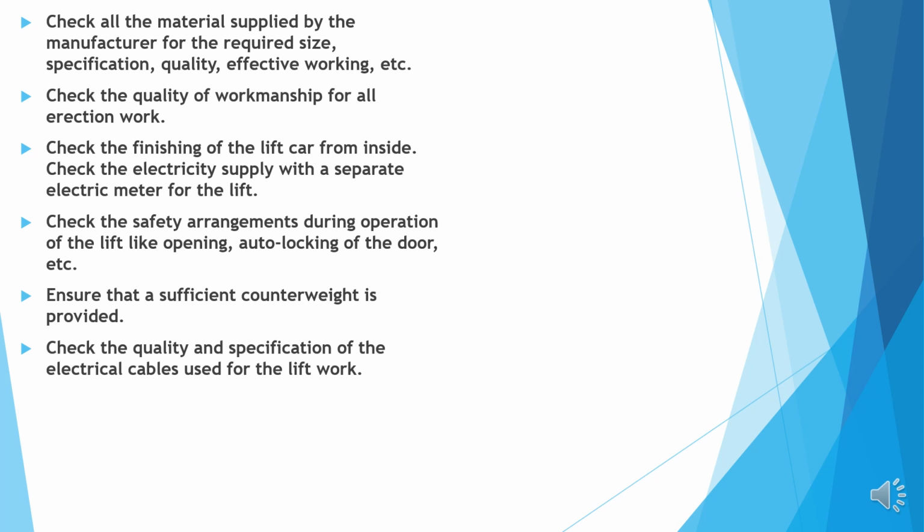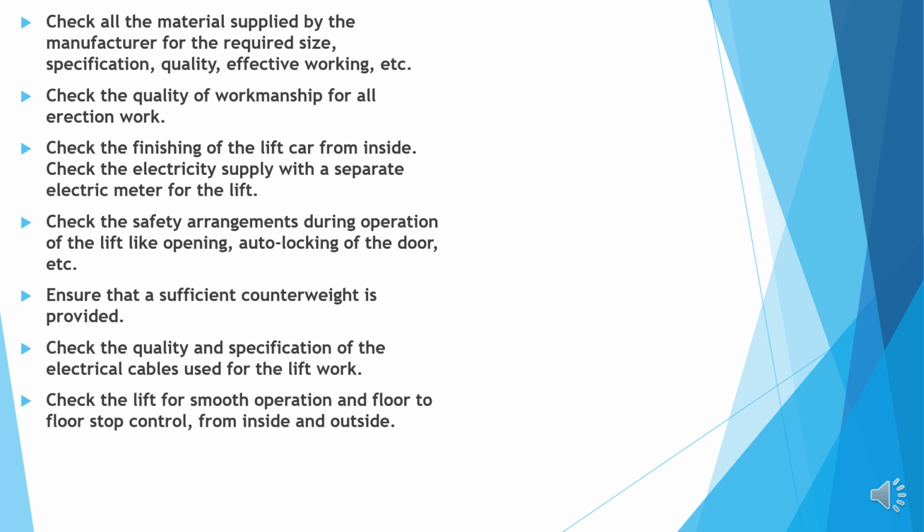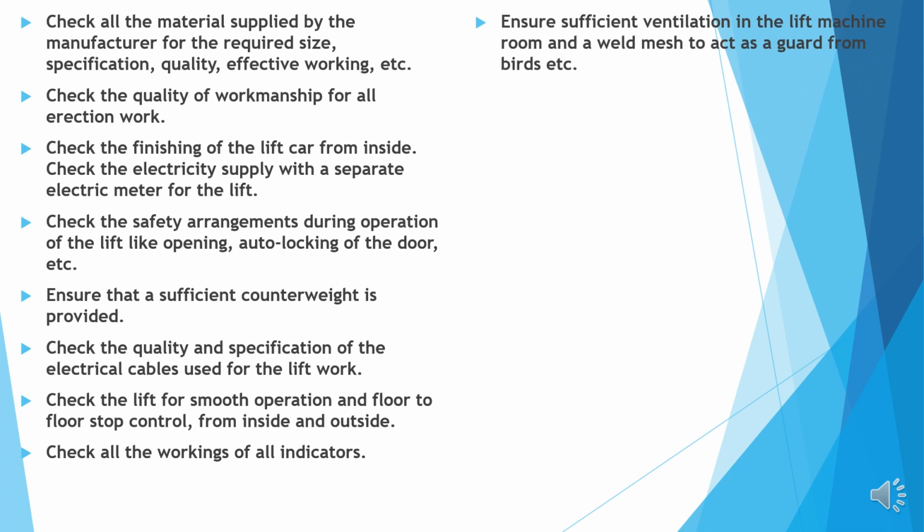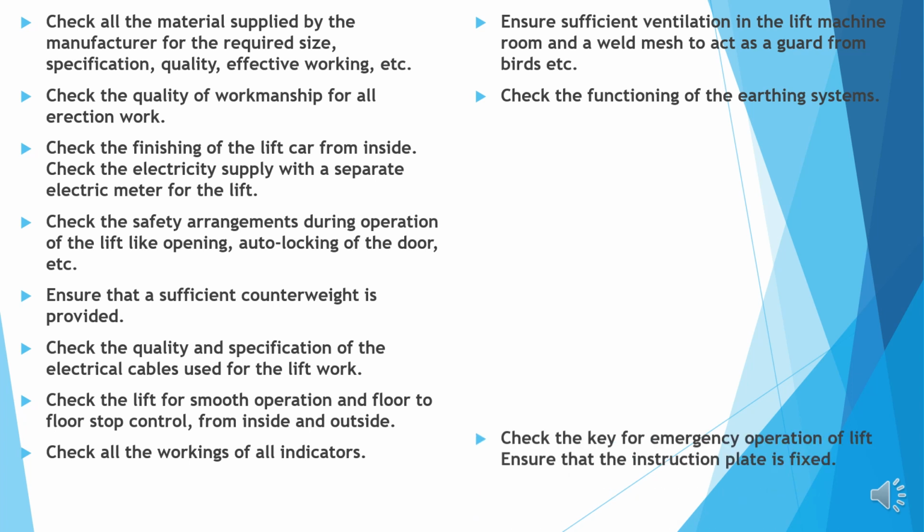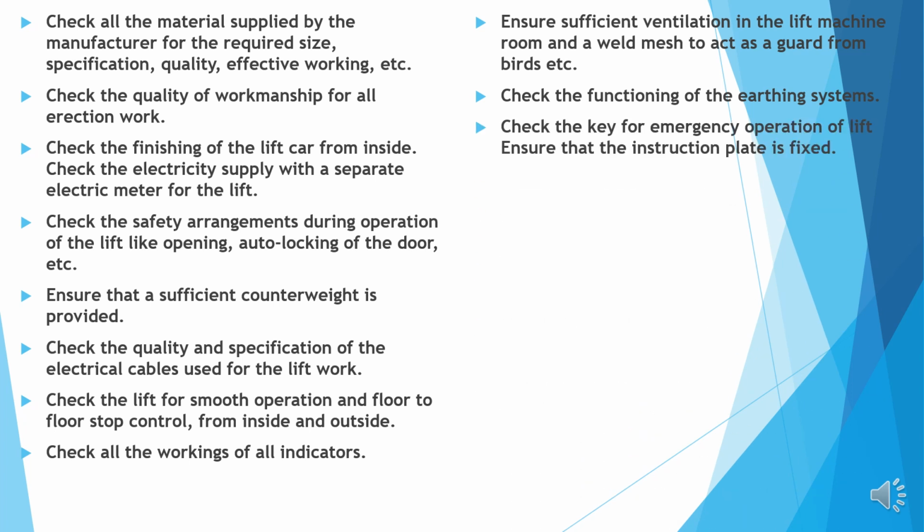Check the quality and specification of the electrical cables used for the lift work. Check the lift for smooth operation and floor to floor stop control from inside to outside. Check all indicators. Ensure sufficient ventilation in the lift machine room and a weld mesh to act as a guard from birds, etc. Check the functioning of the air system. Check the key for emergency operation of the lift. Ensure that the instruction plate is fixed.